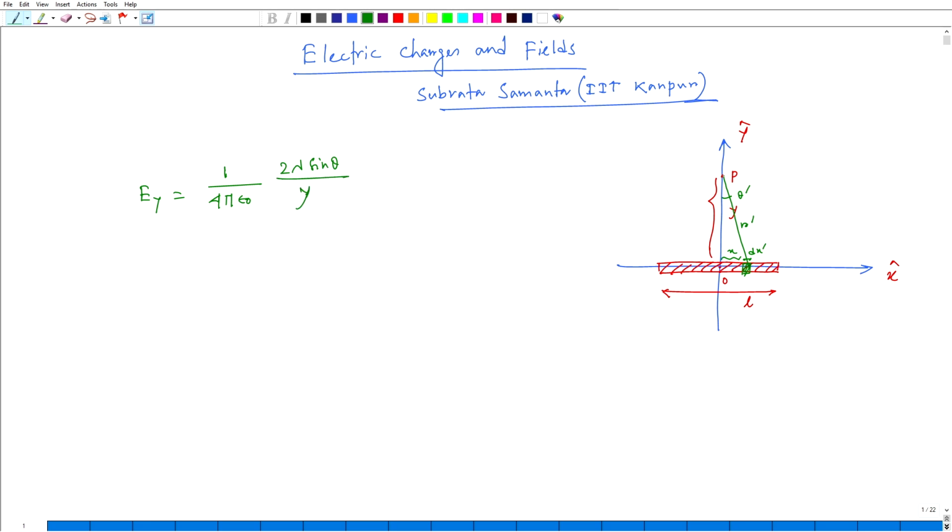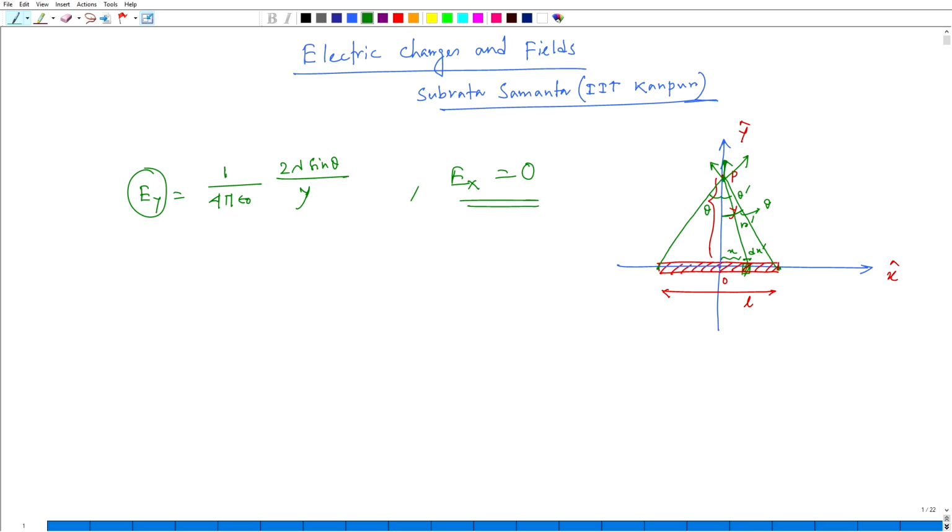Theta is the angle that the end point of the rod makes at the point P. So, this one is theta. Due to the symmetry of the rod, the left hand point of the rod also makes an angle theta, because we put the center of the rod at the origin. So only the y components are non-zero and the x components cancel each other. The net electric field in the y direction is non-zero, and E x becomes 0. The net electric field in the x direction vanishes.